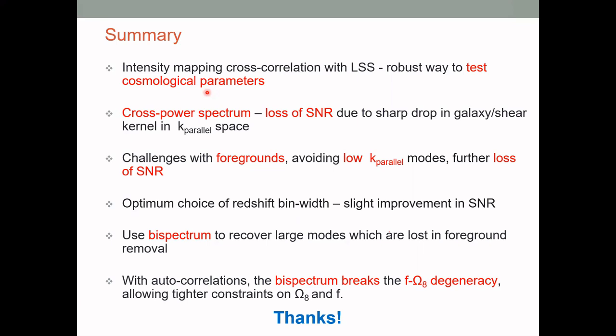HIRAX is not MeerKAT. HIRAX is not FAST. FAST is one giant dish that directly images the 21 centimeter sky. But HIRAX is an interferometer. You only measure visibility. You can do the same as with MeerKAT. MeerKAT does it, right? When you do cosmology with any radio interferometer, this is not the first time. You can do it with any interferometer also.